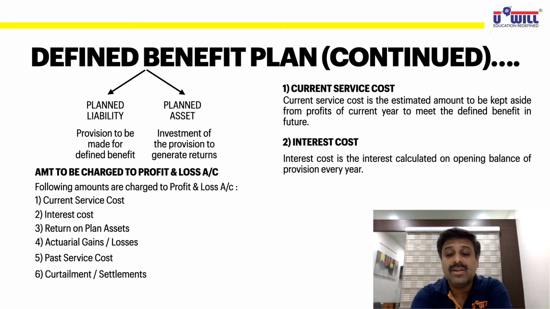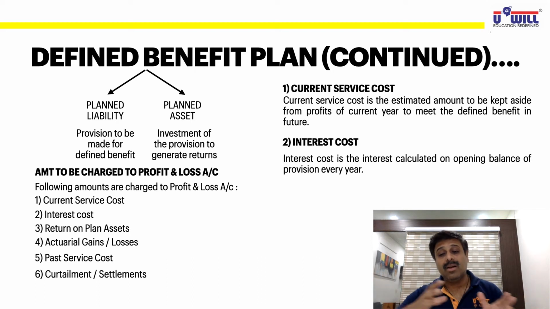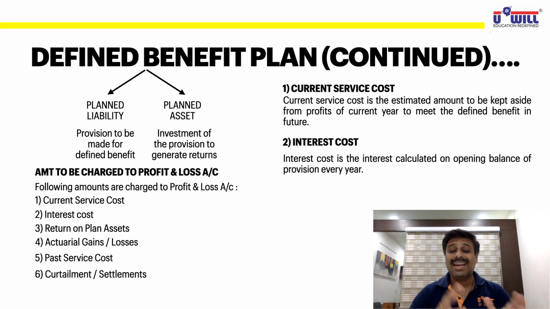Interest cost is the interest calculated on opening balance of provision every year. So whatever amount you keep aside in the current year, suppose for that 1 crore 5 lakh rupees, you keep aside, let us say, 1 lakh rupees in this year. So interest on that 1 lakh of next year will become interest cost of next year. First year there will be no interest cost because first year means you'll be keeping aside the amount in this year only. So interest will start arriving in the next year onwards.